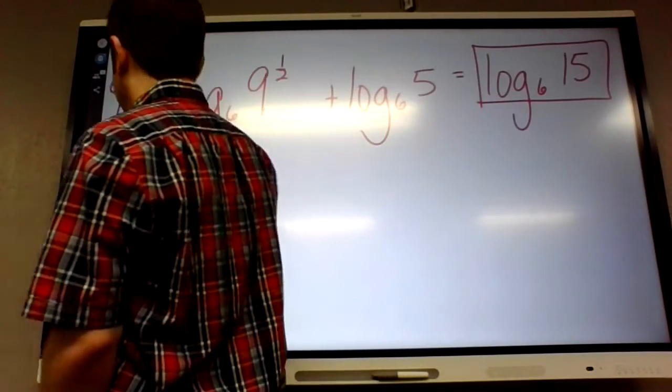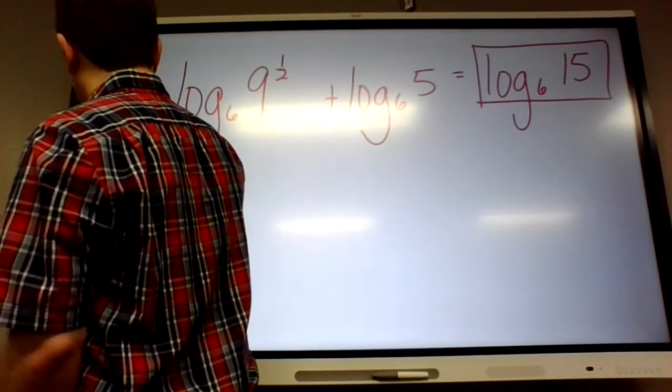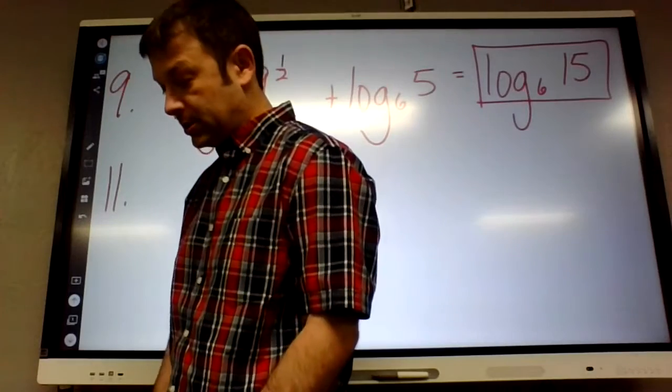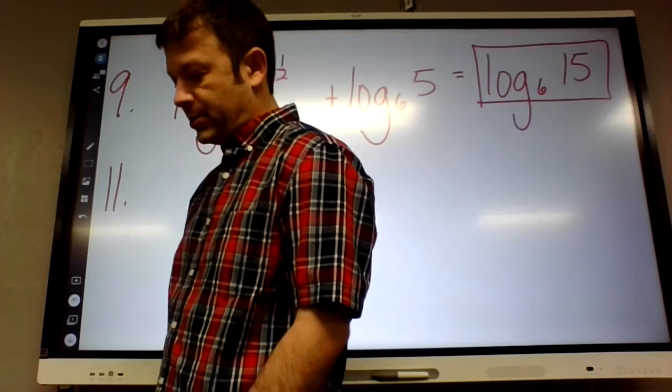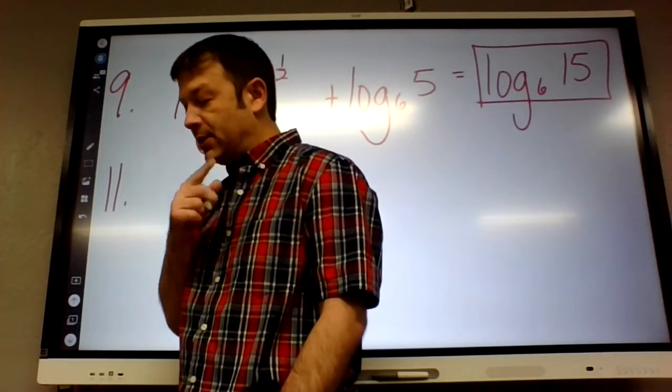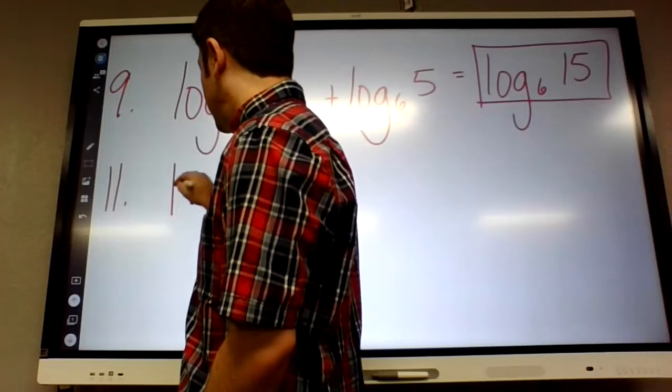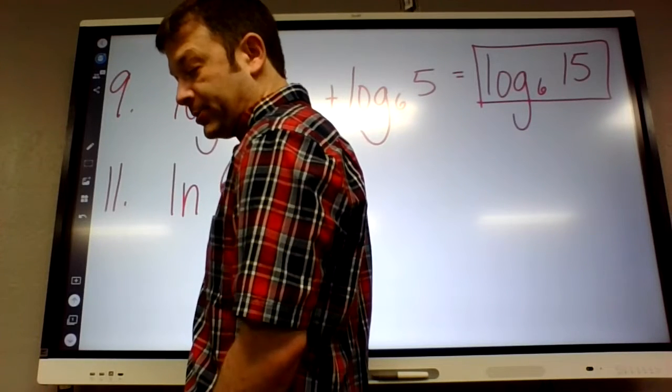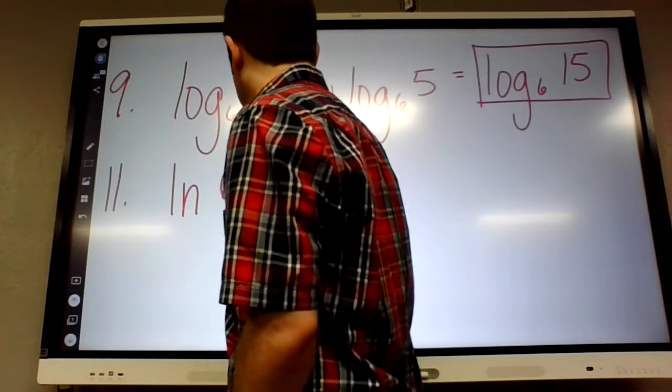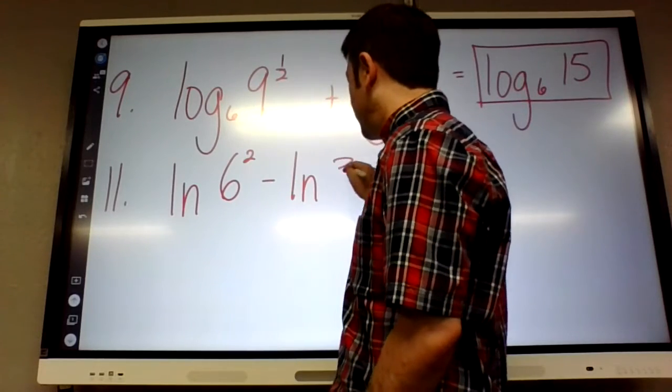6 to the 1 is 6. 6 to the second is 36. So on number 11, the 2, again, is going to move up as an exponent. So it'll be natural log of 6 squared minus natural log of 3.